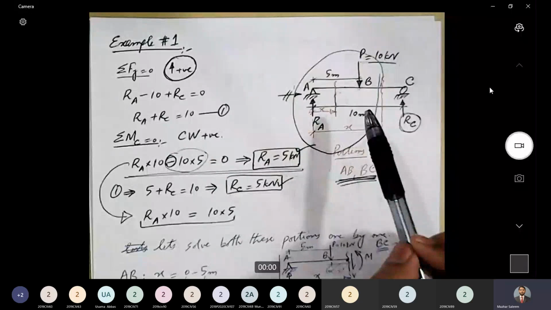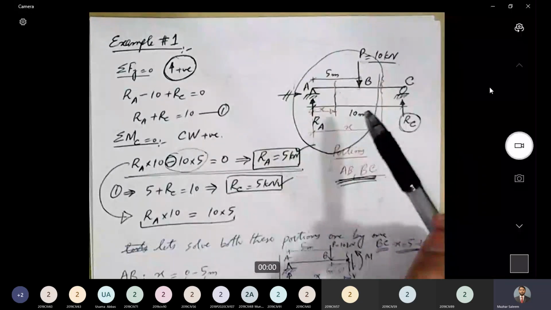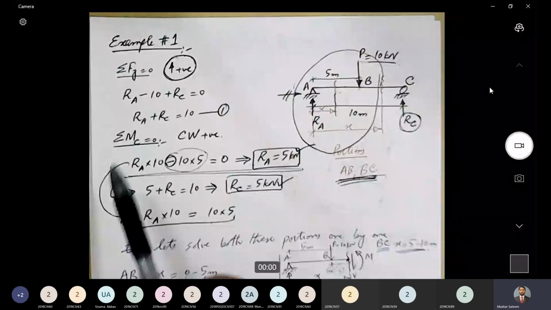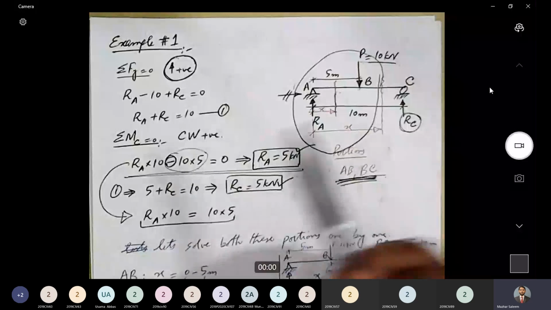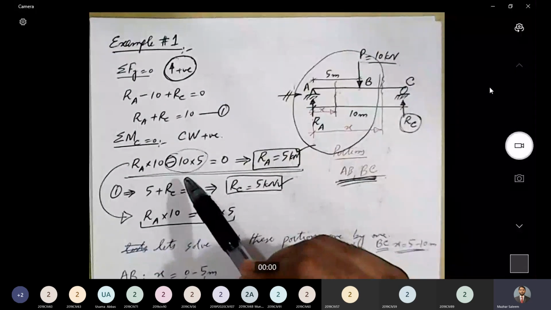As we discussed earlier, the first step in solving a beam is to calculate the reactions of the beam. So let's see how to calculate the reactions. This is a determinate beam, and we will be applying conditions of equilibrium to calculate the reactions.